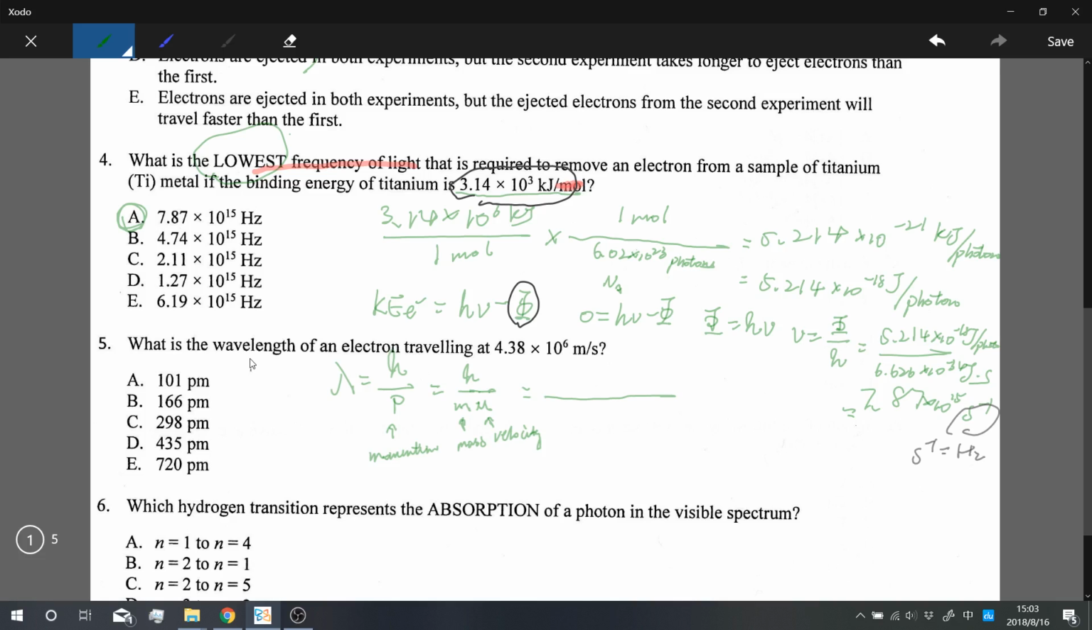Planck's constant equals 6.626 times 10 to the negative 34 joules per second, and the mass of one electron, which is also on your formula sheet, equals 9.11. I get a little bit lazy over here by estimating some numbers. That's the mass of the electron, and the velocity was given data in the question.